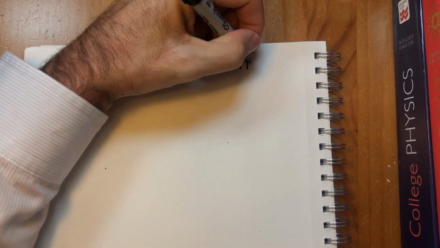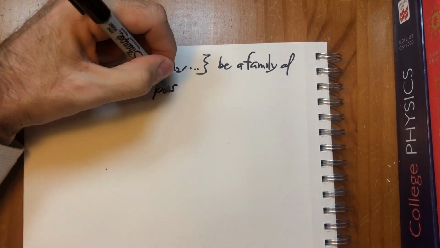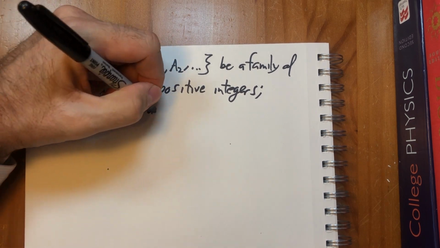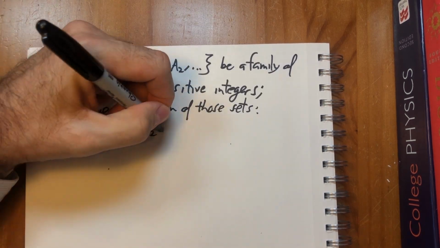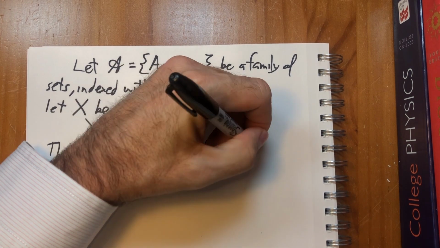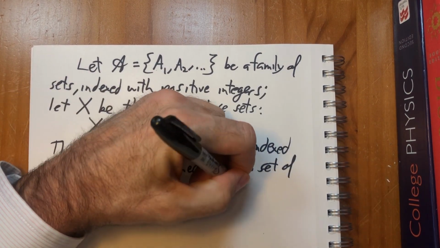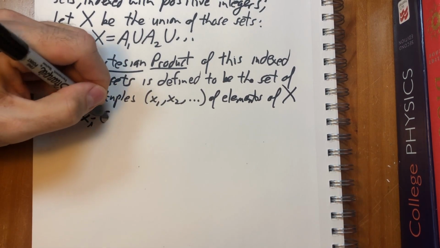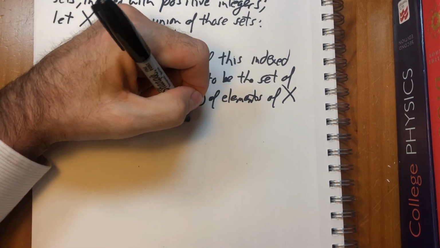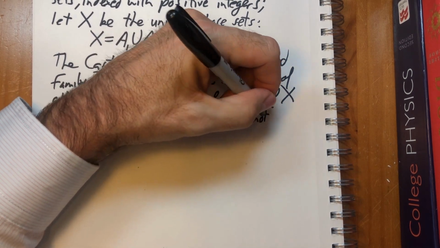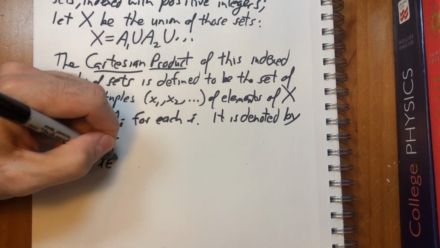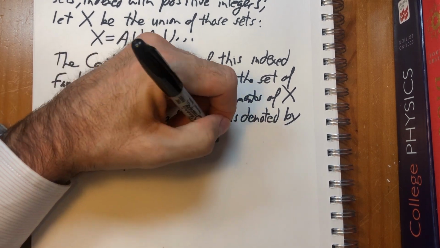Okay, so now with omega tuples in hand, we can define the Cartesian product of an infinite number of sets. So let A be a family of sets, A1, A2, ... indexed with positive integers. Let X be the union of the sets in this family. The Cartesian product of this indexed family of sets is defined to be the set of all omega tuples of elements of X such that x sub i is an element of A sub i for each i.